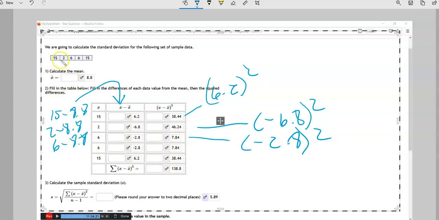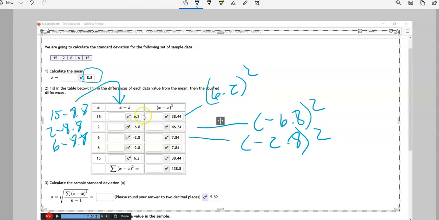So here are the 5 data points. These are each x values, as you see. X values: 15, 2, 6, 6, 15. The first thing you do is find the mean. We know how to do that, so I'm not going to go over that. The next step is to take each x value and subtract the mean from it. Once you find the mean, you're going to subtract it from every x value.